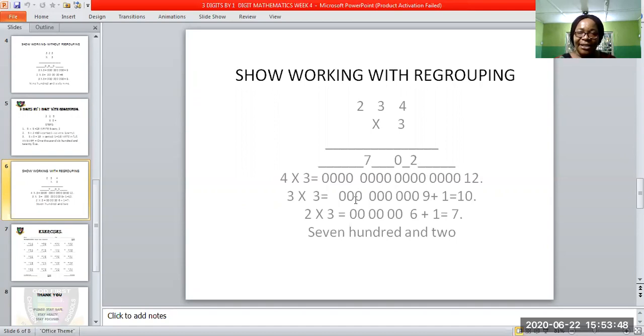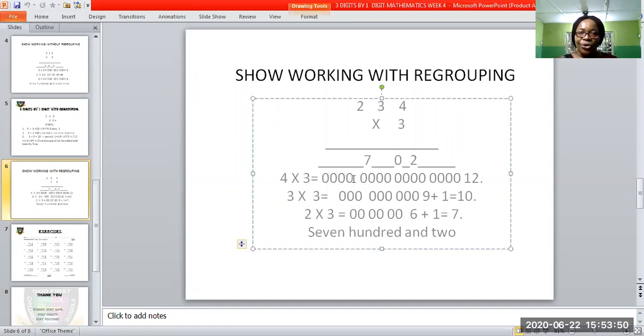4 in 3 places. When you do that, it will be very, very essential for you to get the answers correctly. 4 in 3 places. Are we together? Yes, please. That will give us 12. Then we say 3 times 4 will give us 3 in 3 places. 2 times 3 will mean 2 in 3 places. So 4 times 3 is 12.